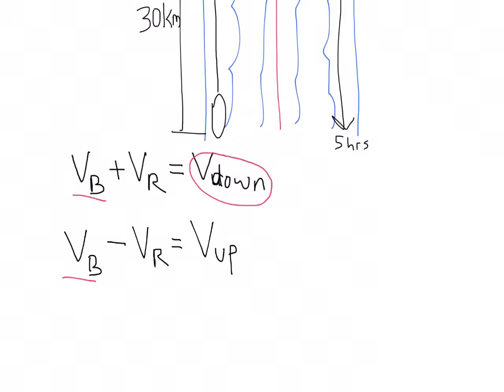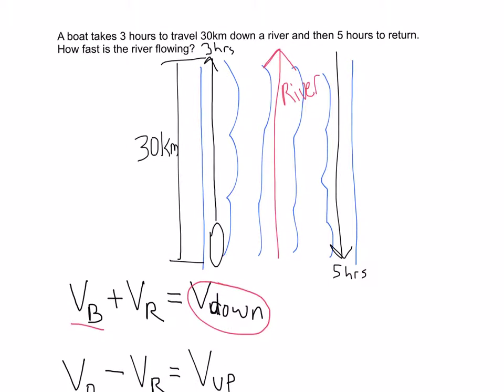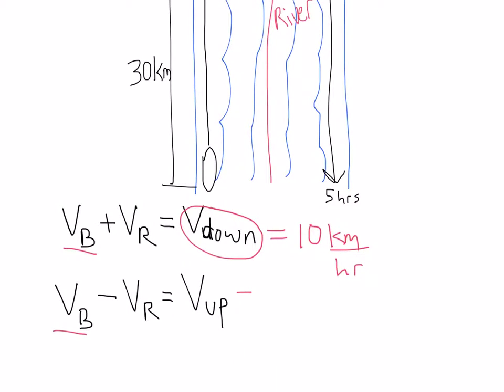The velocity going down is actually 10 kilometers an hour. So we just take the 30 and divide it by the 3. So that's going to be equal to 10 kilometers an hour. Now the velocity coming up is going to be the same distance divided by 5. So that's going to give us 6 kilometers an hour. Okay.